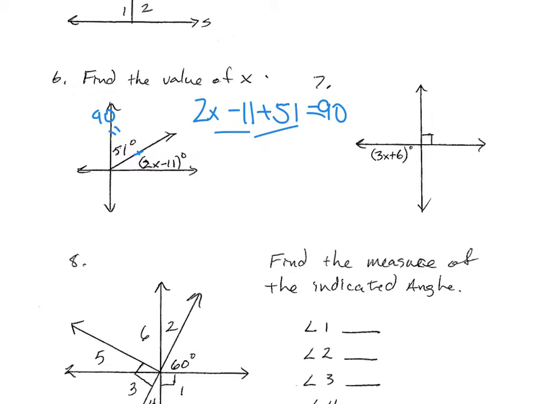On number 7, if one angle is 90 degrees, they're all going to be 90 degrees. Okay? So that's how you want to set that one up.